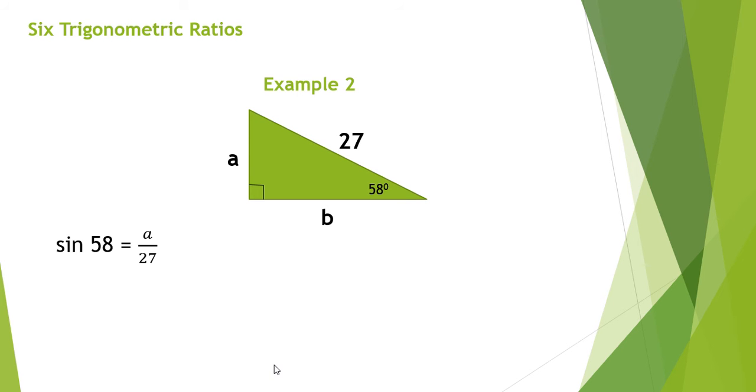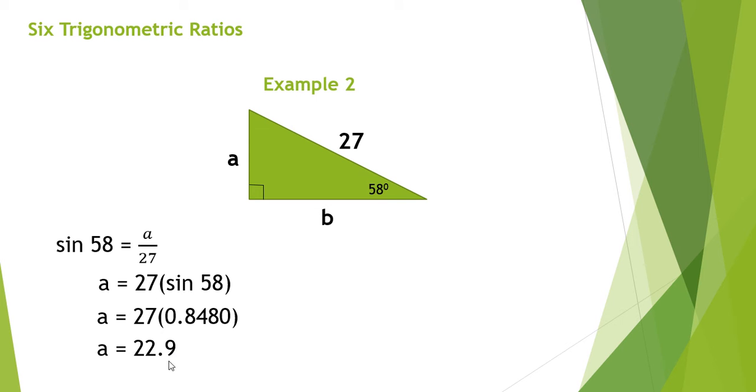So we can say that sine 58 is equal to A over 27. We can just do a cross multiplication here so that we can find the value of A. So this becomes A equals 27 times the sine of 58. Using a calculator, sine 58 is equivalent to 0.8480 multiplied by 27. A is approximately equivalent to 22.9.